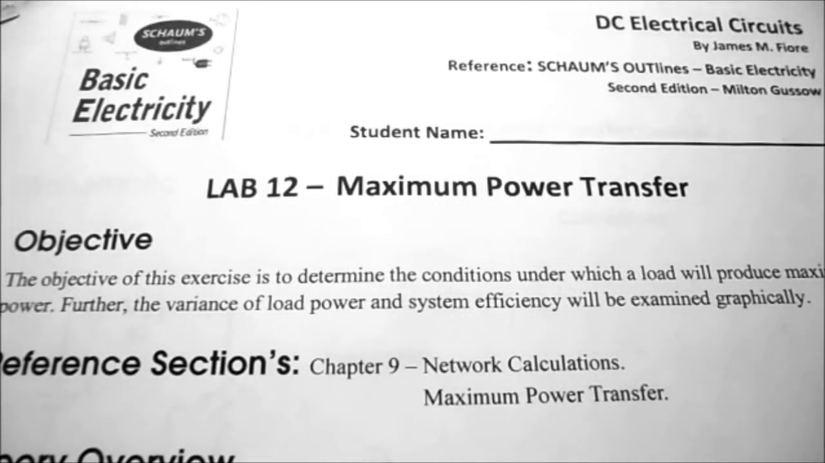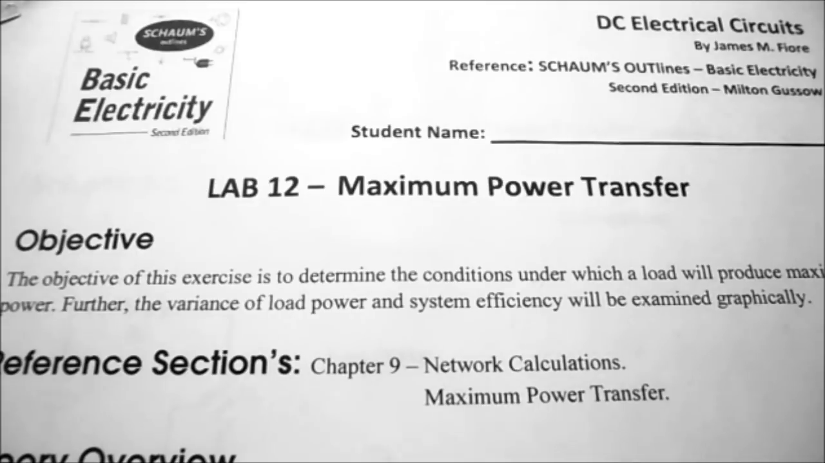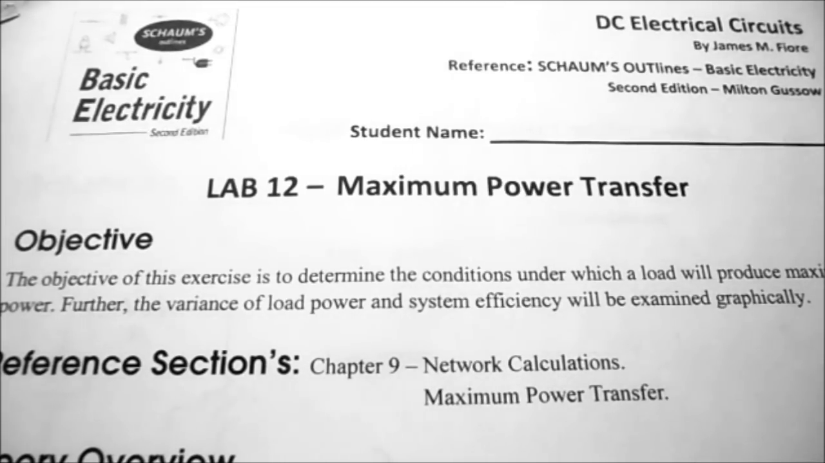Today in DC electrical circuits, we're going to take a look at lab number 12, maximum power transfer. The objective of this exercise is to determine the conditions under which a load will produce maximum power. Further, the variance of load power and system efficiency will be examined graphically.